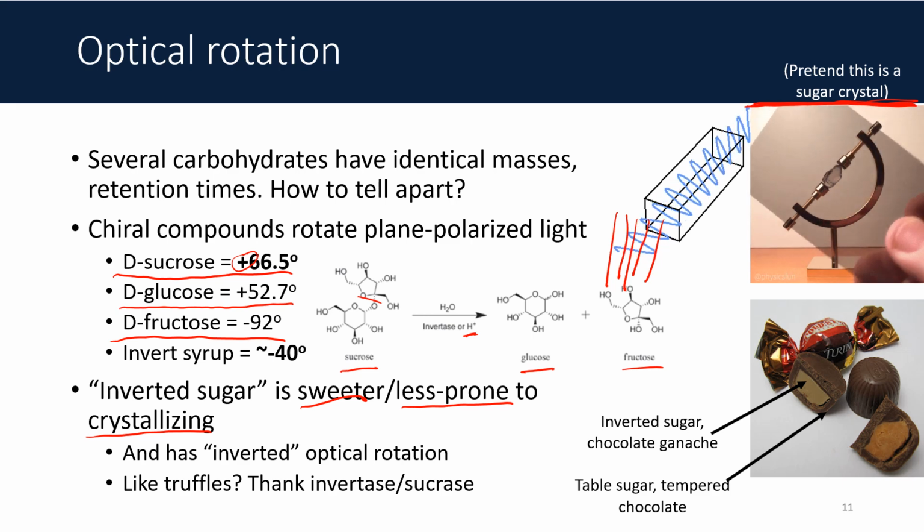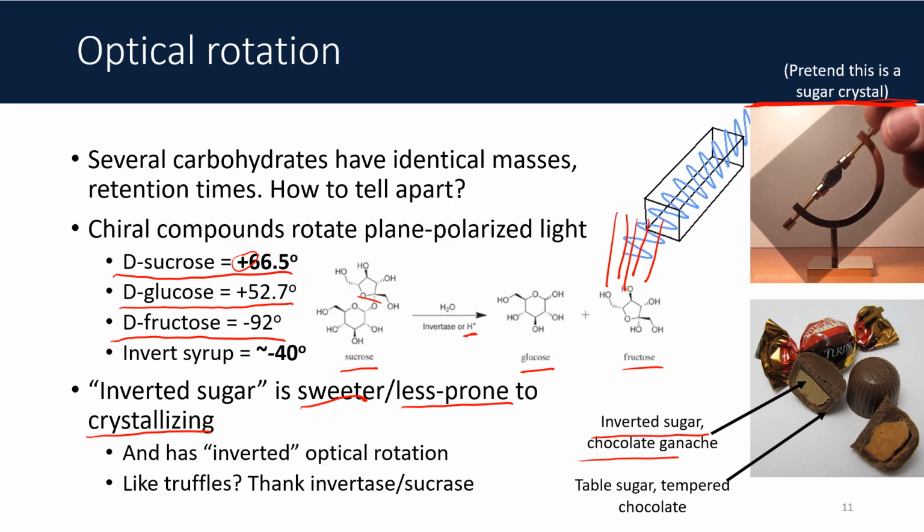If you like chocolate truffles, I know I do, they sweeten the interior chocolate ganache with inverted sugar, which helps keep that gooey ganache gooey because it's not going to crystallize and temper as easily. Now, the hard chocolate coating on the outside is going to be sweetened with table sugar, sucrose, because that is going to easily crystallize and make a firmer chocolate.